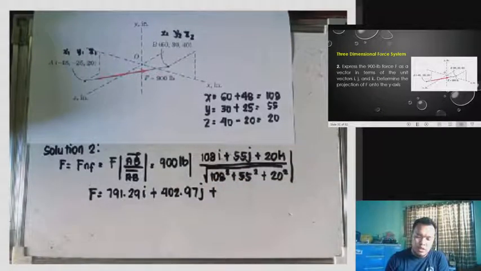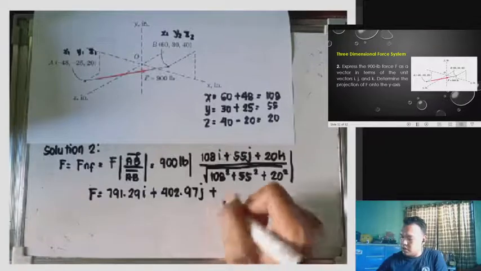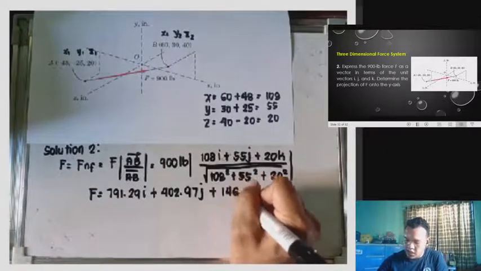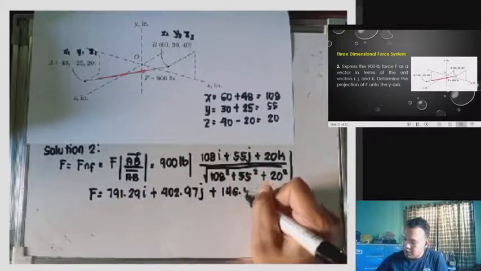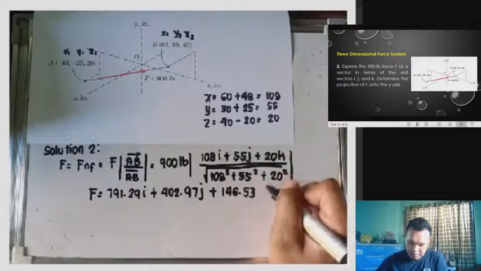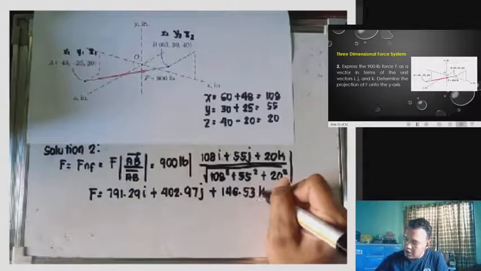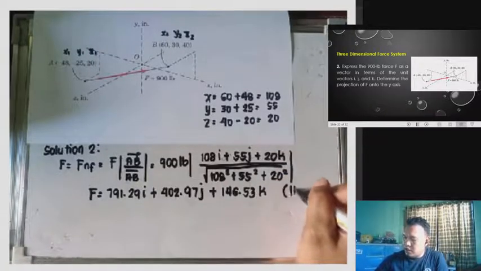900 times 20 all over the square root of 108 squared plus 55 squared plus 20 squared. We have here 146.53 K. So, unit is in pounds.